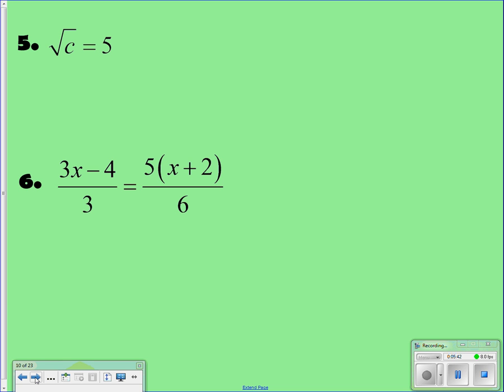Okay, number 5, the square root of c equals 5. Well, the opposite of a square root is to square each side. So over here, the square and the square root cancel, so c will equal 5 squared, which is 25. That one wasn't so bad.